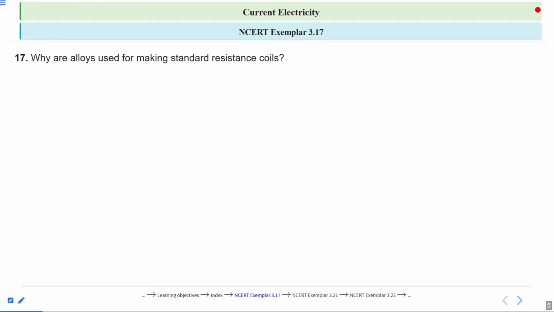So the first question: why are alloys used for making standard resistance coils? What are standard resistance coils? They are coils whose resistance doesn't change with temperature significantly. And to make a standard resistance, like a 5 ohm fixed resistance, why are alloys used? I will give you some time to think about it.